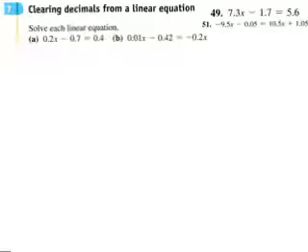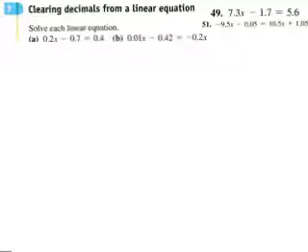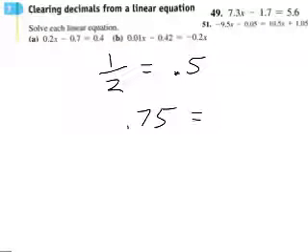Okay, here we are, clearing decimals from a linear equation. Last time we cleared fractions. Fractions and decimals really are the same thing. They're just a different way of writing parts. For instance, 1/2 equals 0.5, and 0.75 equals 3/4. It's just a different way of writing the same type of thing.